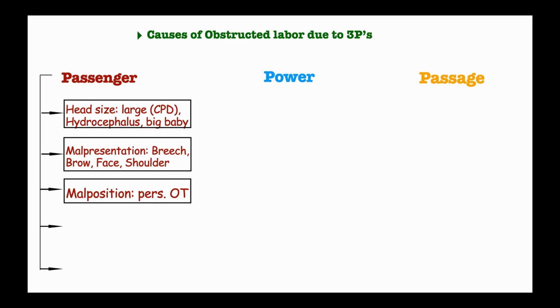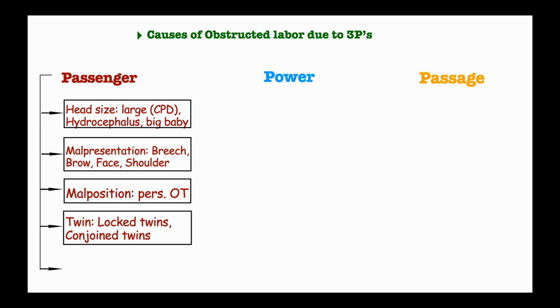Now, when we look at persistent occipitotransverse, the fetal head lies in the transverse diameter of the maternal pelvis for 1 hour or more into the second stage of labor, and this will lead to arrest of descent. Twin gestation may also cause obstructed labor, especially in locked twins.